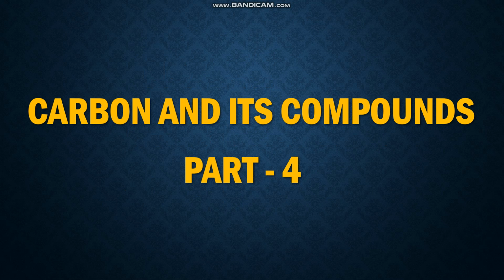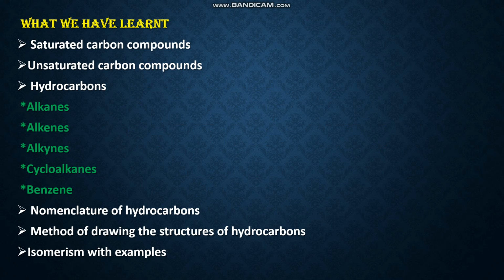Today, let us continue the lesson Carbon and its compounds. In the previous class, we learned what saturated and unsaturated carbon compounds are, and what hydrocarbons are. In hydrocarbons, we learned different groups like alkanes, alkenes, alkynes, cycloalkanes, and in aromatic hydrocarbons we learned one structure, that is benzene.